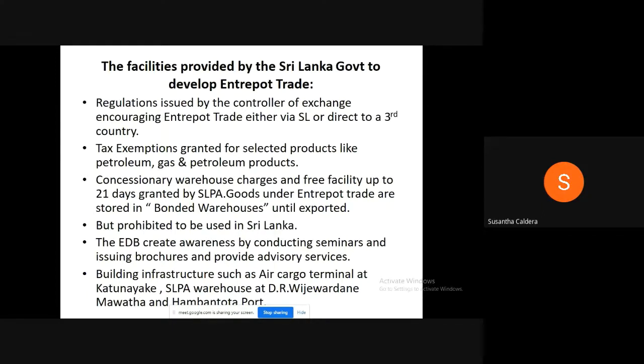Any questions? Any questions you want to ask on entrepot trade? So what is the EDB? Export Development Board. Okay, so I'm going to discuss that with you in the next couple of minutes. I'm doing only the ancillary areas today. Now we have finished counter trade. We have finished entrepot trade, right? Then we'll go to the other one.